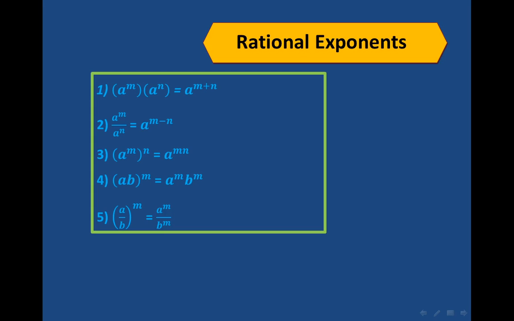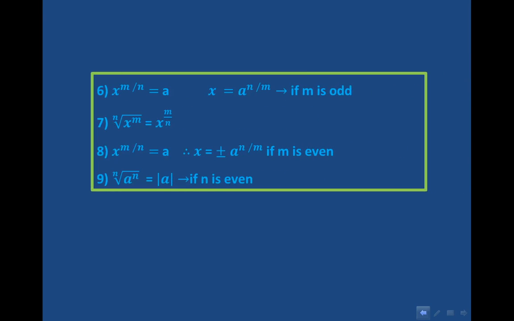The fifth rule: (a over b) raised to power m can be calculated as a power m over b power m. Another rule, number 6: x raised to power m over n equals a. To get the value of x, you should get rid of the rational exponent m over n. Therefore, x equals a raised to the power of the multiplicative inverse of the rational exponent. x equals a power n over m. Take care: x equals a power n over m if m is odd.